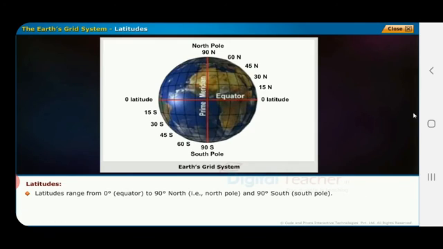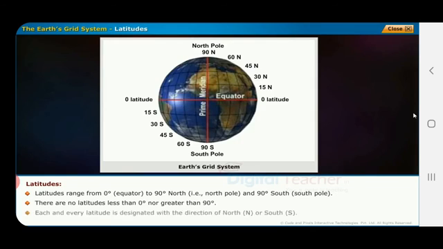Latitudes range from 0 degrees, the equator, to 90 degrees north, that is the North Pole, and 90 degrees south, that is the South Pole. There are no latitudes less than 0 degrees nor greater than 90 degrees. Each and every latitude is designated with the direction of north (N) or south (S). There is no north and south designation for the equator.